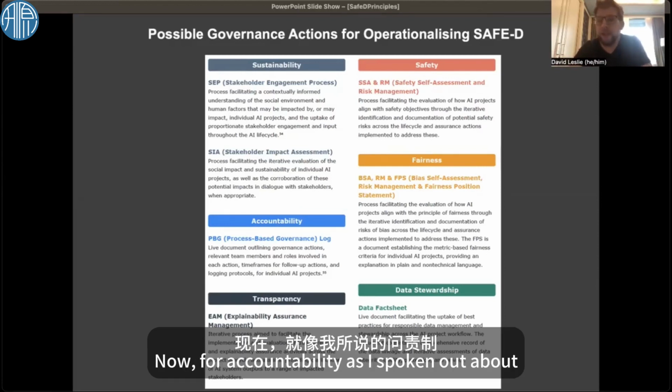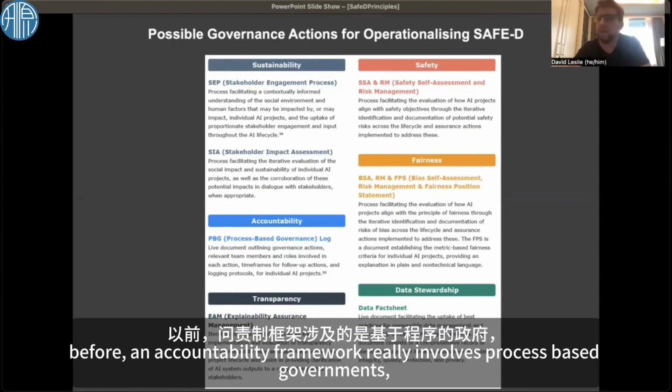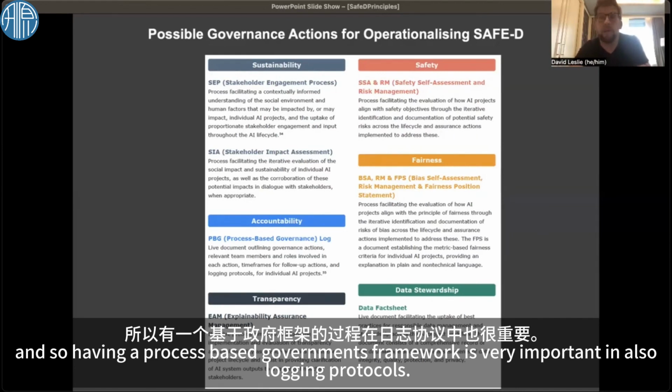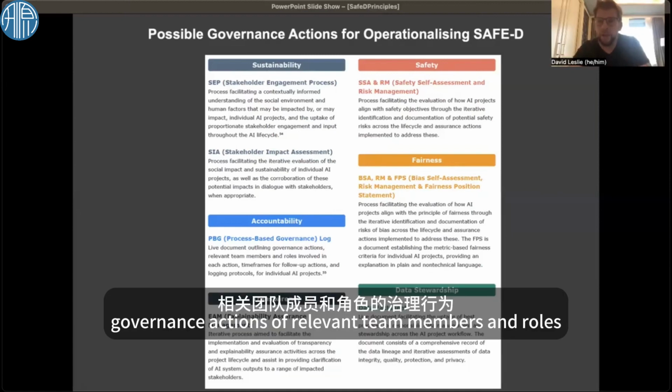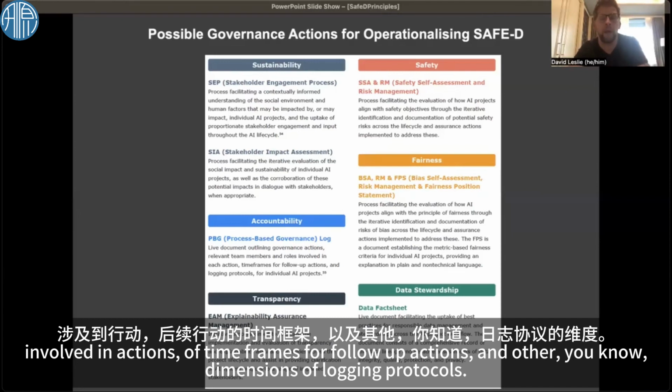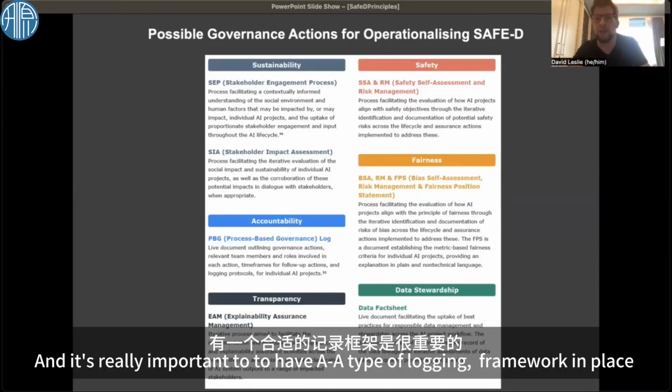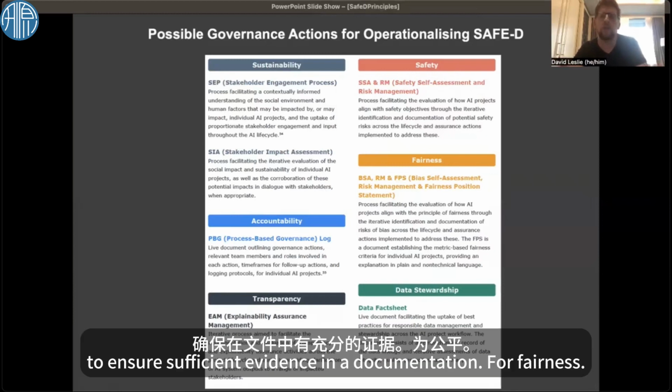Now for accountability, as I've spoken about before, an accountability framework involves process-based governance. Having a process-based governance framework is very important, and also logging protocols. A process-based governance framework would involve live documents, documenting of governance actions, of relevant team members and roles involved in actions, of timeframes for follow-up actions, and other dimensions of logging protocols. And it's really important to have a logging framework in place to ensure sufficient evidencing and documentation.